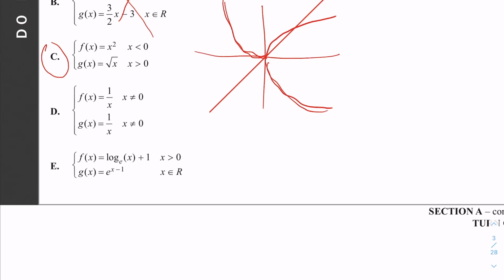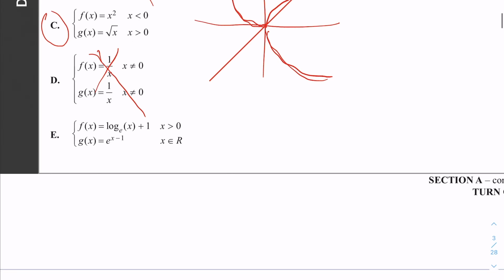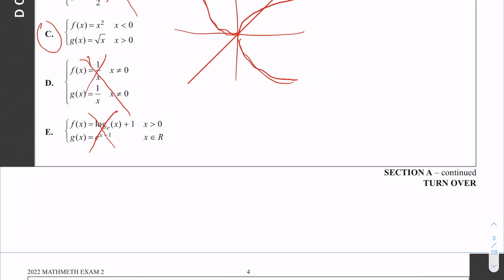Obviously 1 over x is the inverse of 1 over x, and log base e of x plus 1. Yeah, that's an inverse. Okay, so yeah, option C.